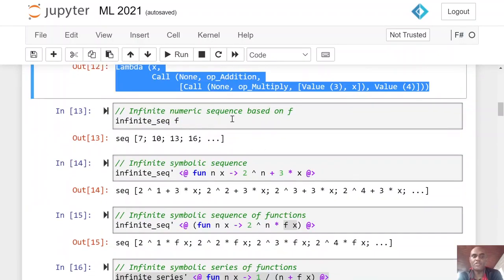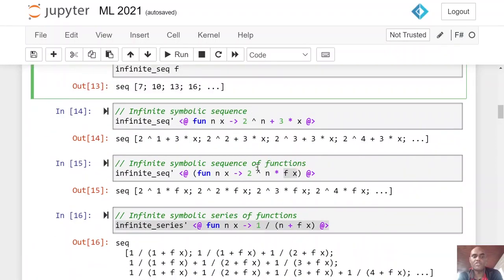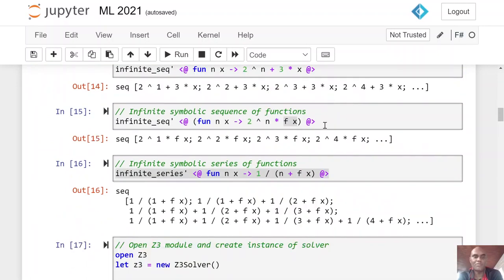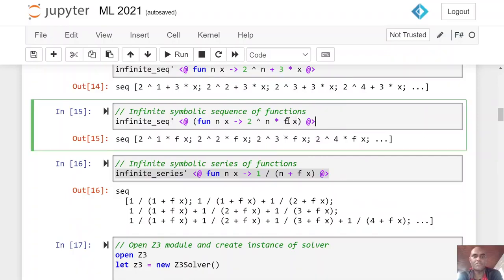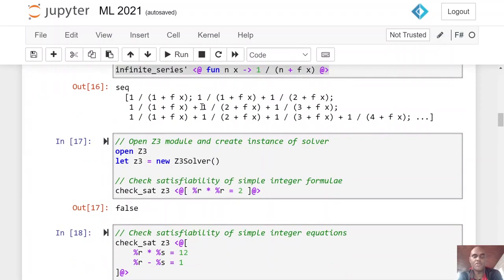And we can use this function to do things like make a numeric sequence from that function. These are just the values we're feeding in. But we can also have a symbol. We can also make a symbolic sequence, and we can also make a symbolic sequence of functions. So we're just using the same f function that we just defined, and also a symbolic series of functions. So here we just created a series of functions.